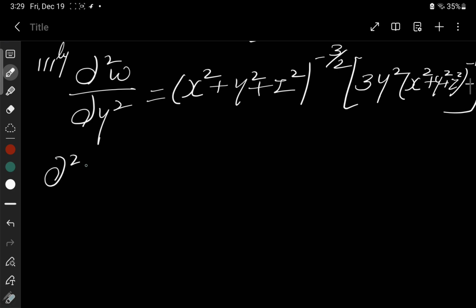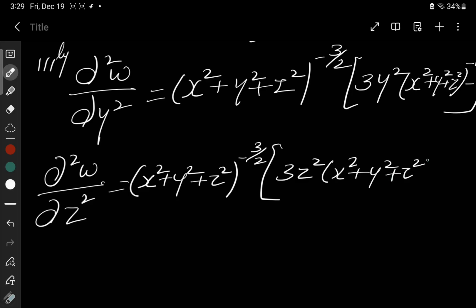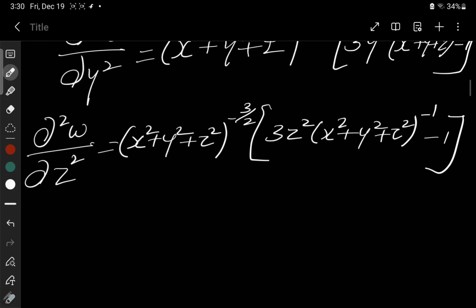And in the same way, dou squared w by dou z squared. See, you will get marks for these terms only. x squared plus y squared plus z squared whole power minus 3 by 2, then 3z squared, I replace y by z. So x squared plus y squared plus z squared, the whole power minus 1, minus 1.